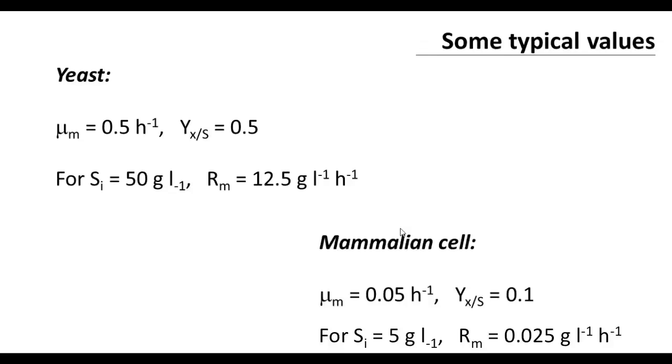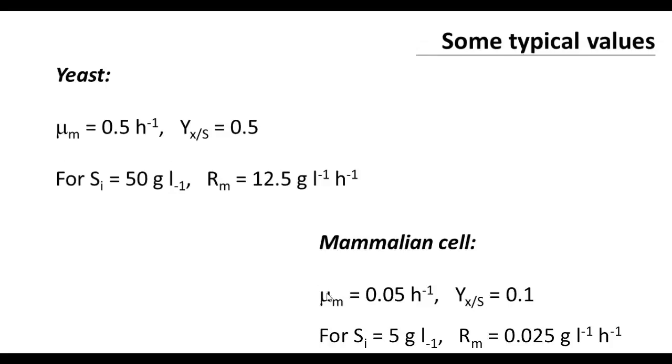If they happen to be mammalian cells, the typical specific growth rates are an order of magnitude less, 0.05 per hour. The yield coefficient is 0.1. Let's say this has been done for a hybridoma, which is anaerobic, so it's taken as 0.1. And for an inlet substrate concentration of 5 gram per liter, which is the usual one, the productivity is 0.025 gram per liter per hour. This has to be a superscript, not a subscript.